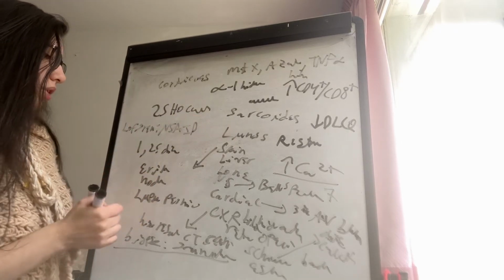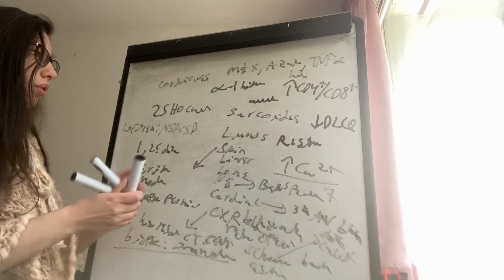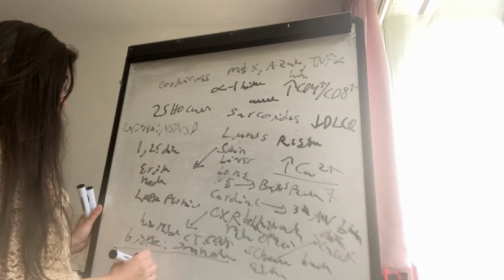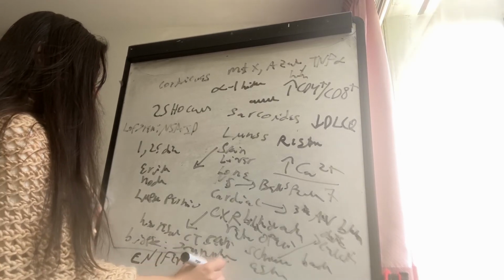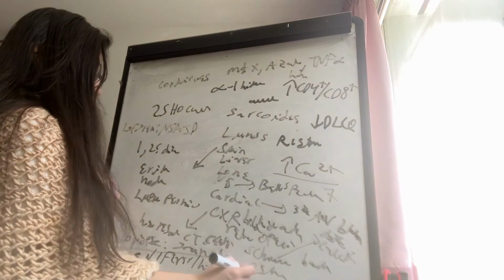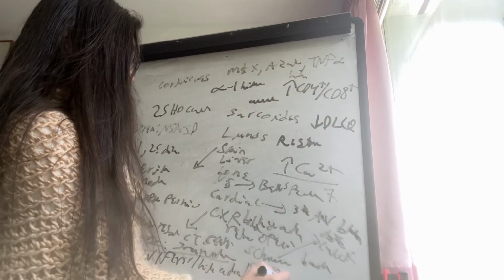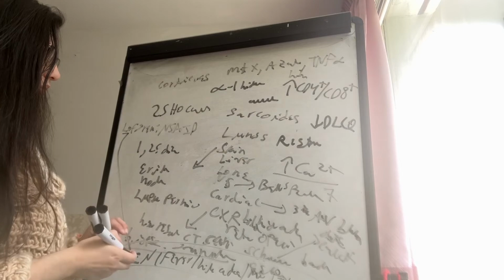Löfgren syndrome is the tetrad of a patient with sarcoidosis that has erythema nodosum, fever, hilar adenopathy, and migrating polyarthritis. This is Löfgren syndrome, and for this the treatment is just NSAIDs.